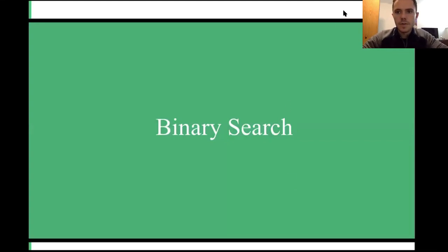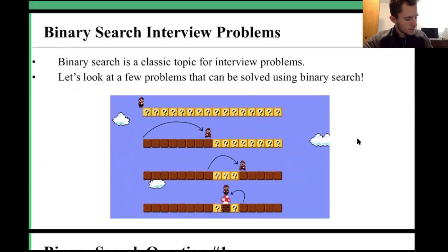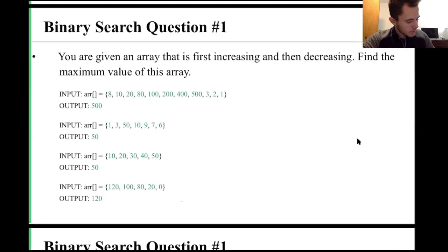All right, so moving on to the last section, we're going to be talking about binary search. Binary search, classic for interview problems, right? I think most of you at this point are familiar with binary search, if you took EECS 280, we go over it a little bit in that. Basically the idea of splitting an array or some container in half and then searching each half, right? So we're just going to look at a couple of example problems.